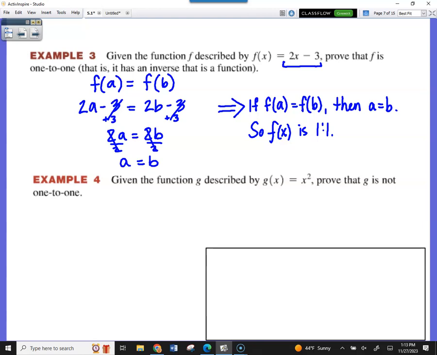Given the function g described by g of x equals x squared, prove that g is not 1 to 1. It's telling you straight up, hey, by the way, you're going to come to the answer here that it is not 1 to 1. So let's start it again. We've got f of A equals f of B. Plug A in, plug B in.